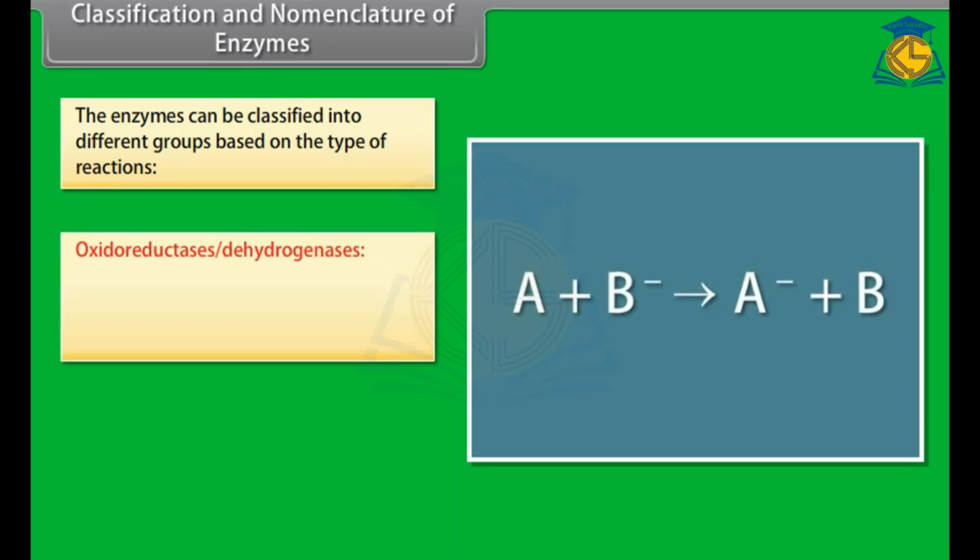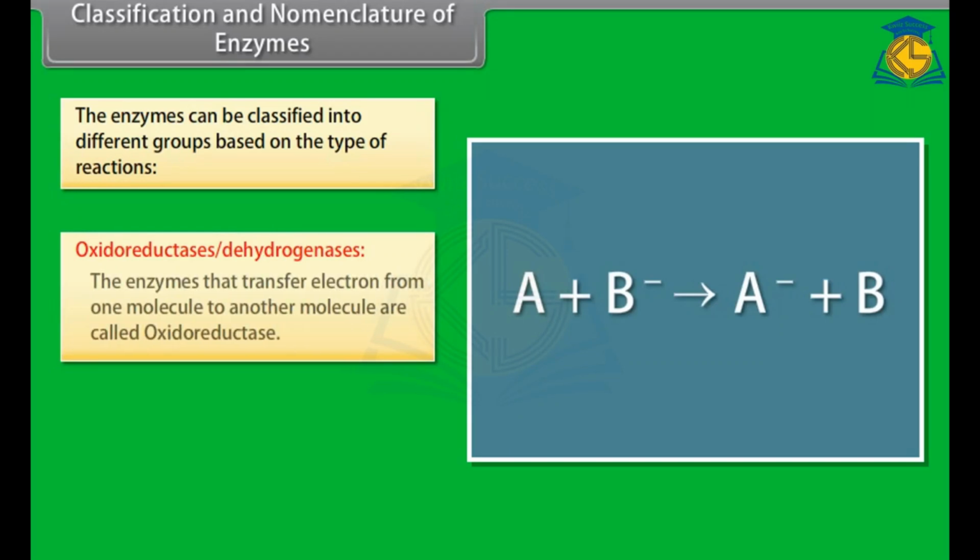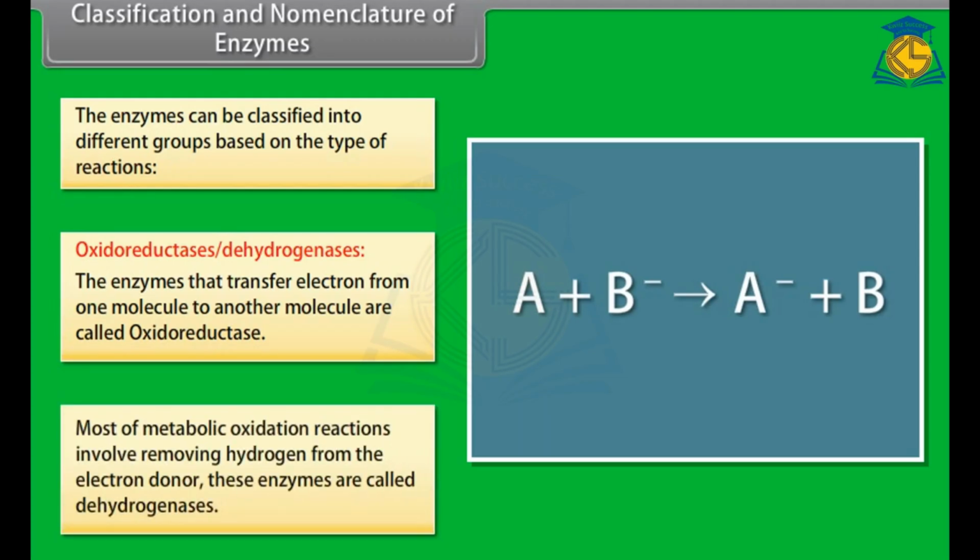Oxidoreductases or dehydrogenases. The enzymes that transfer electrons from one molecule to another molecule are called oxidoreductases. Most of the metabolic oxidation reactions involve removing hydrogen from the electron donor. These enzymes are called dehydrogenases.